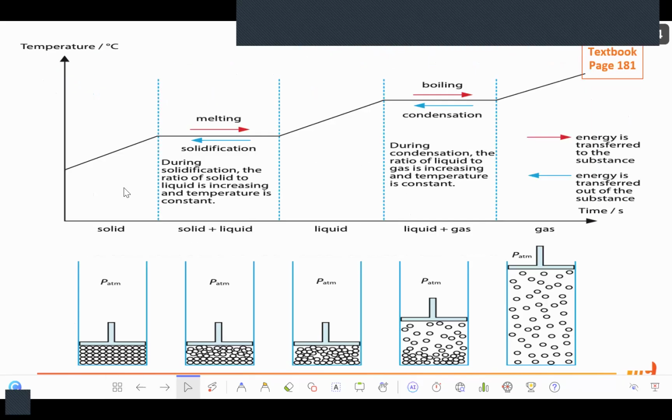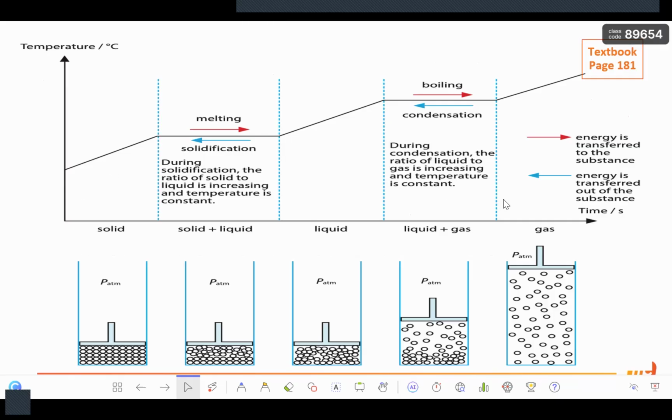Okay, and with the fact that the temperature remains constant, we should be able to get a temperature-time graph that looks something like this. Initially, I have a solid state which looks like this. All the particles are very closely packed in an orderly arrangement at time t equals 0. If I were to add heat to it, the temperature is increasing. So it's a heating curve. I'm adding heat to it.